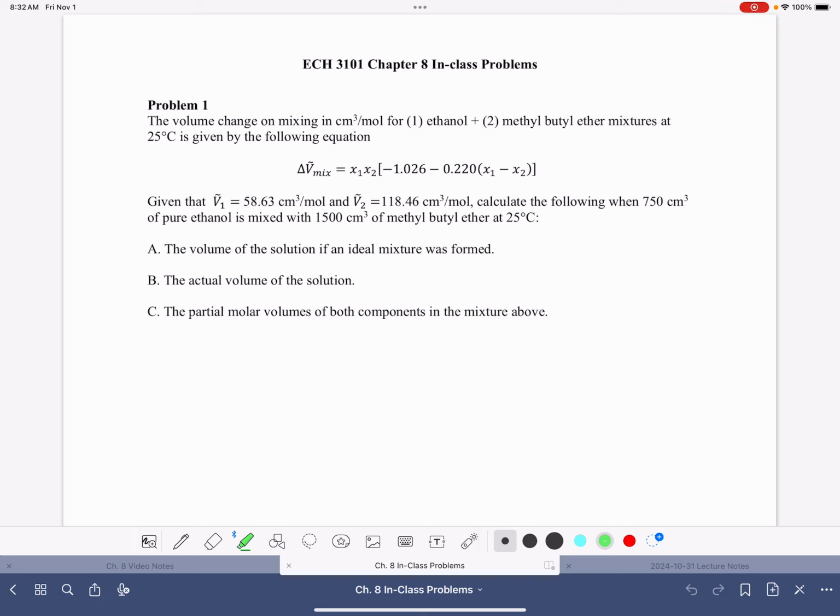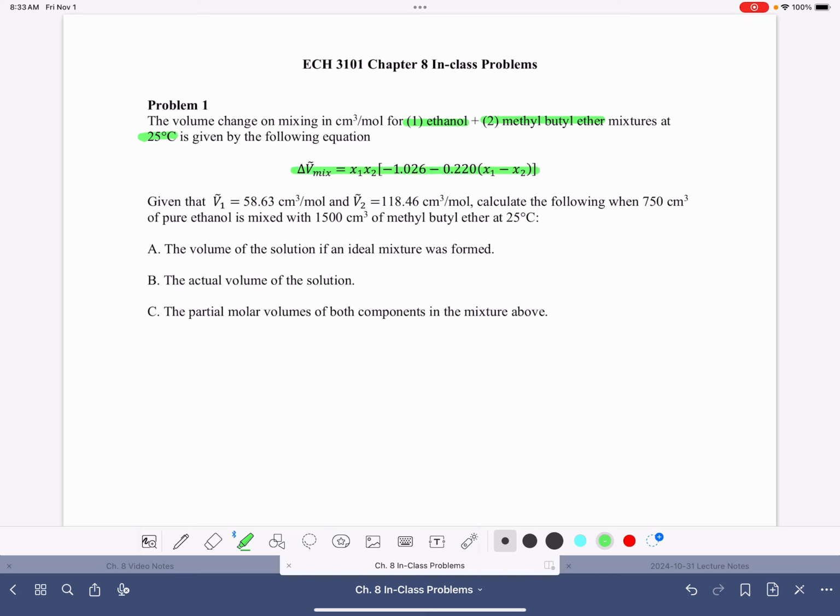In this problem, we will practice calculating partial molar quantities. Here, we're going to look at describing the volume change in mixing of a mixture that contains ethanol, which we'll refer to as species 1, and methyl butyl ether, which we'll refer to as species 2. Here, the temperature is going to be 25 degrees Celsius, and at this temperature, we could describe the volume change upon mixing for this blend using this expression here.